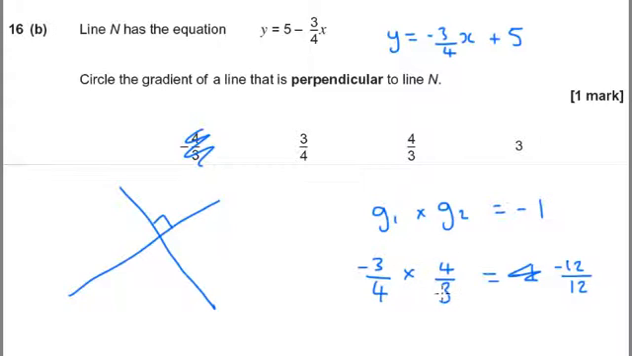Because we swap the numbers over, we'll always get the same number on the top and the bottom. So that will always cancel down to the 1 that we need, to negative 1. So the answer for this question is 4/3. That's called finding the negative reciprocal. Okay, it's the negative because it's the opposite sign. And reciprocal means to flip the fraction upside down.